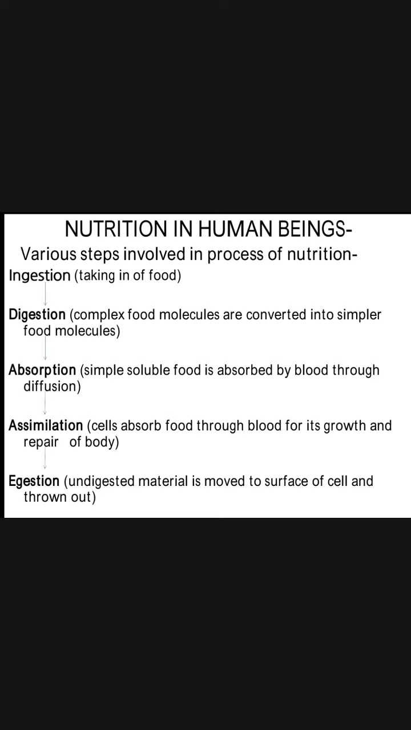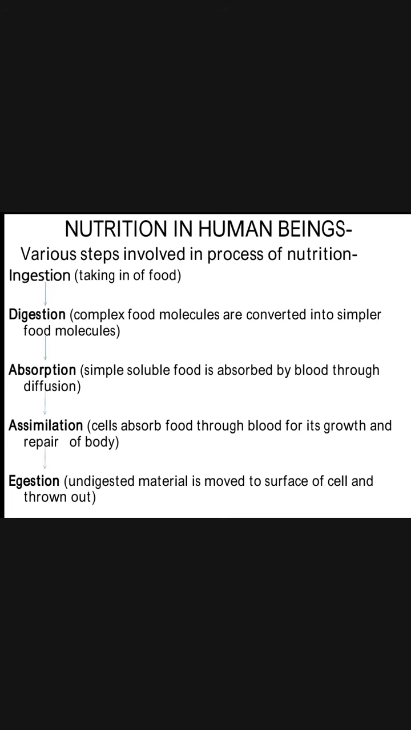The next step is assimilation, where the cells absorb the food and it helps in the process of growth and repair of the body. Last step is egestion. Here the undigested material is removed from the surface of the cell and thrown out of the body. So this is the whole flow chart of nutrition in case of human beings.